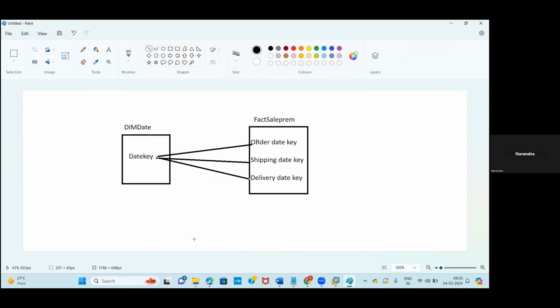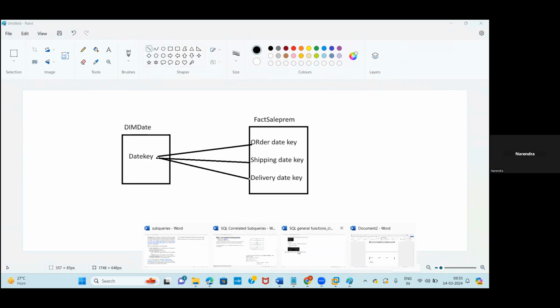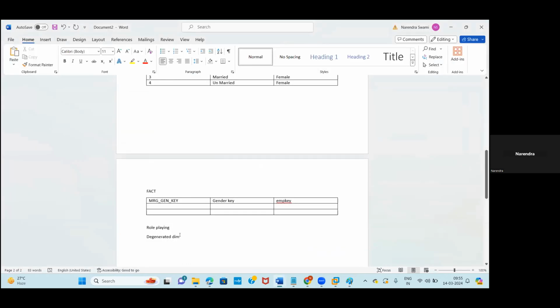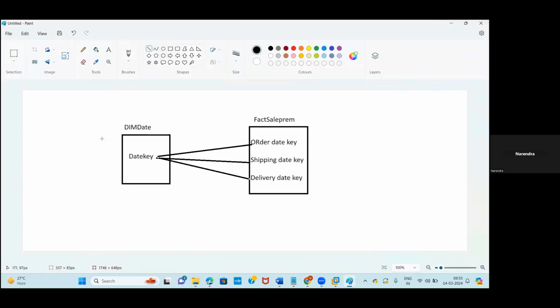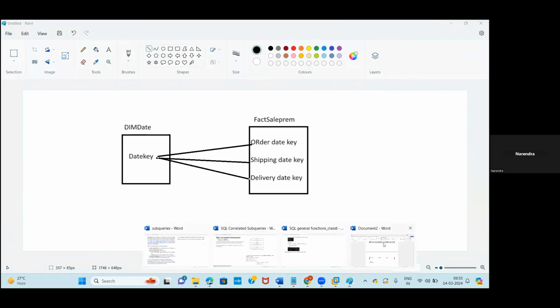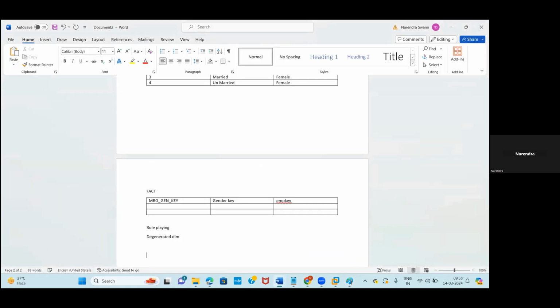Okay. So this is the role-playing dimension, which plays multiple roles in a fact. The next dimension table is a degenerated dimension table. So we can take an example of the same dimension table. It is called a degenerate dimension table, which is generated in the fact table itself. We have one column in a fact table that is acting as a dimension table, from which we can derive something.